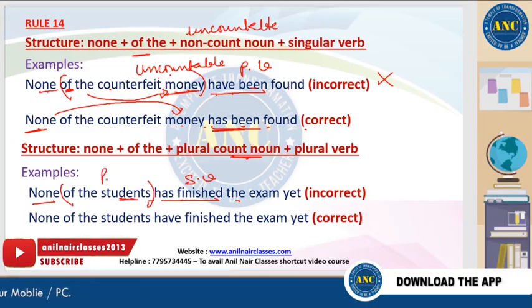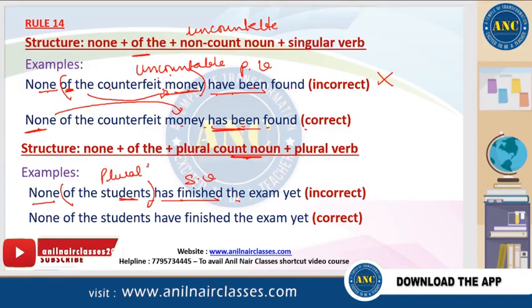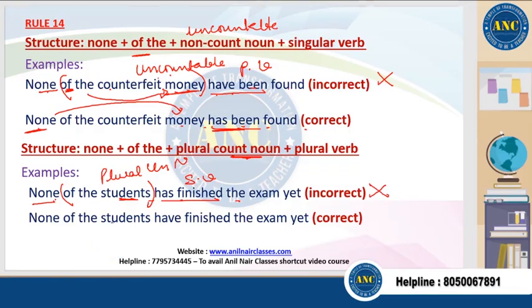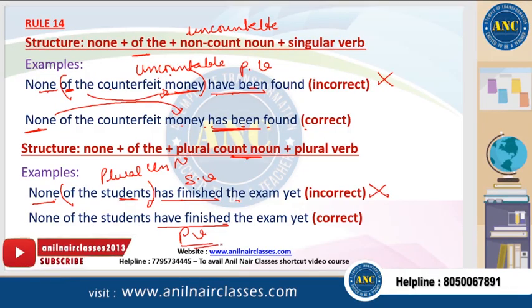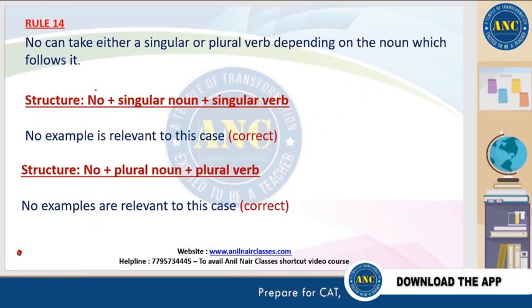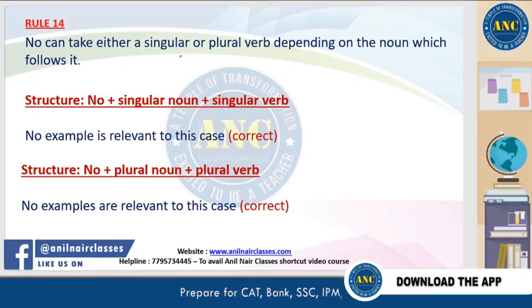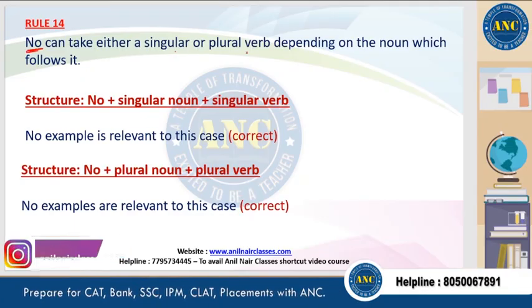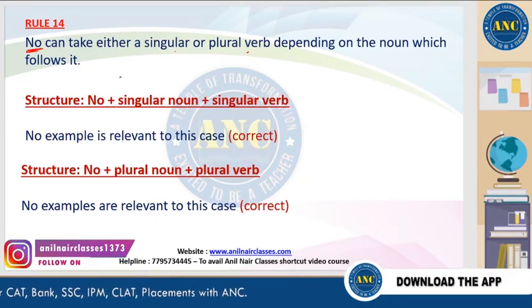Student is the plural countable noun. So we have to use the plural form of the verb. This has is incorrect. We'll use none of the students have finished. This plural form of the verb is correct over here. Clear? Next slide. Now, no one can take either a singular, no, that particular word no can be either singular or plural depending upon the noun which follows it.